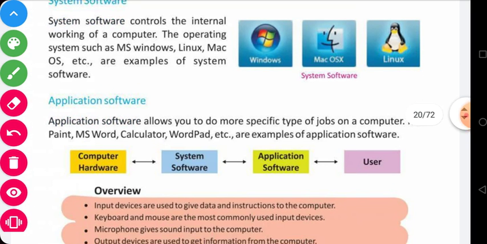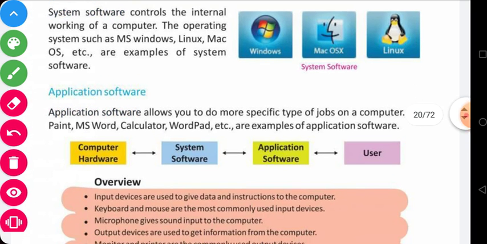The second type of important software is application software. As the name suggests, application software allows you to do more specific types of jobs on a computer, such as MS Paint, MS Calculator, and WordPad. These are the types of application software.